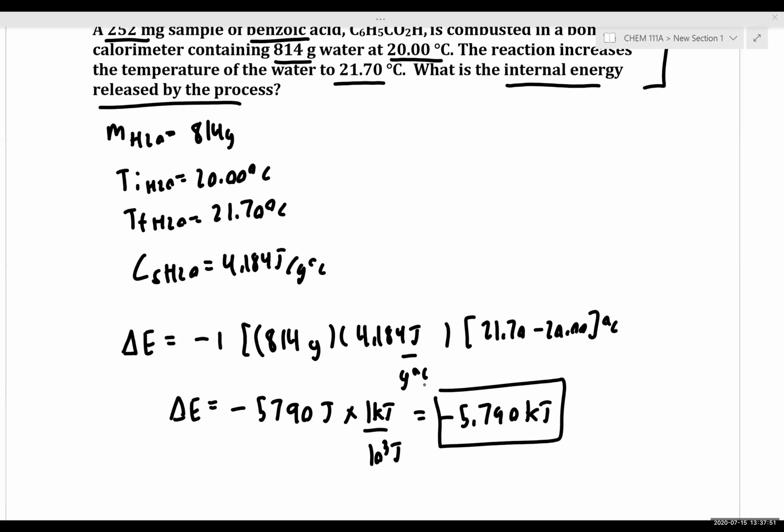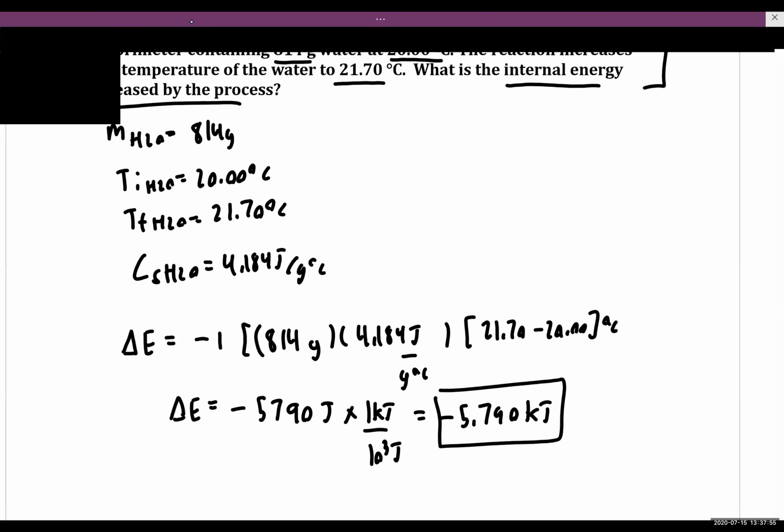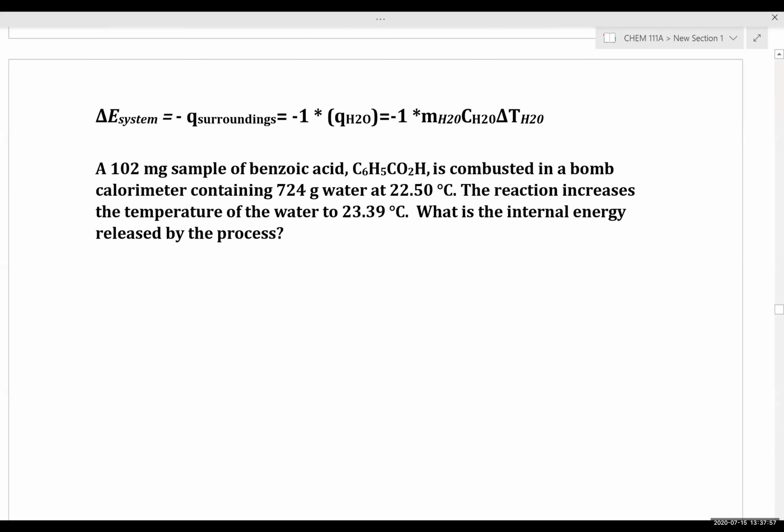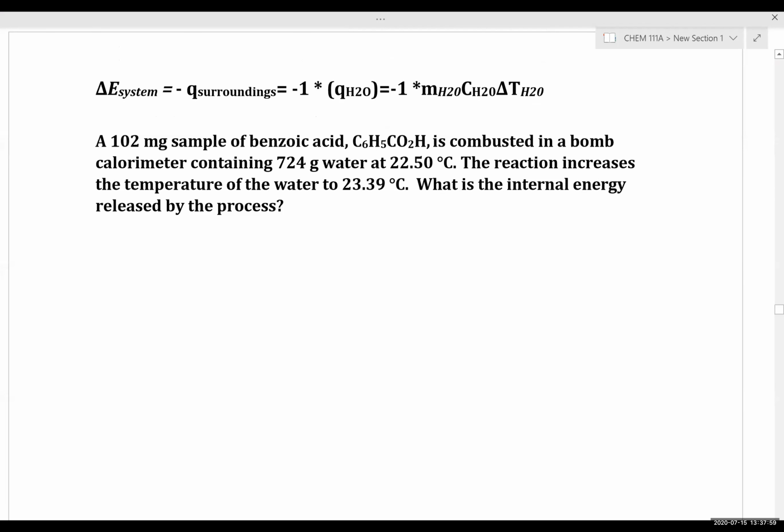If there aren't any other questions, let's try to apply what we've learned to another example. So suppose we're combusting another sample of benzoic acid. I'd like you to calculate the change in internal energy associated with this process. And we'll discuss this example in about 4 to 5 minutes.